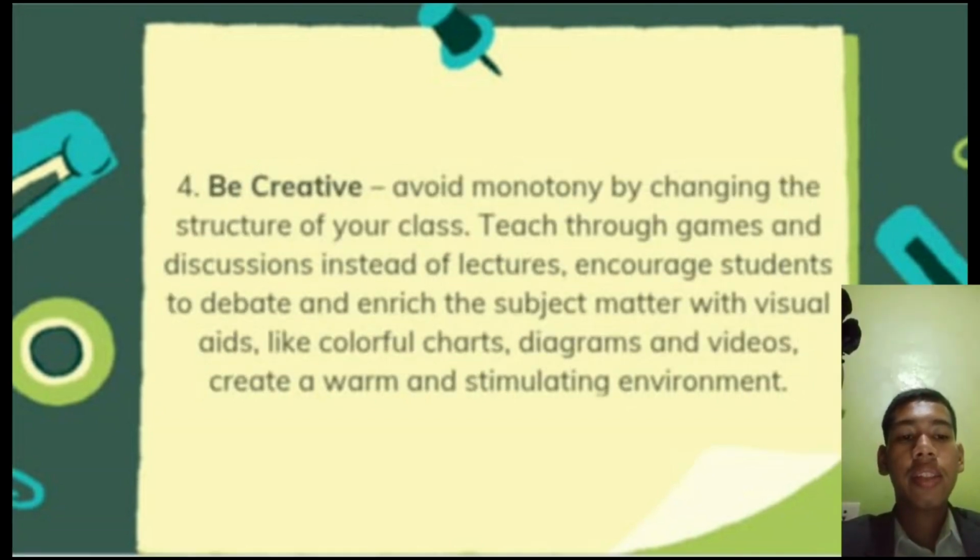So the next is be creative. Avoid monotony by changing the structure of your class. Teach through games and discussions instead of lectures. Encourage students to debate and enrich the subject matter with visual aids like colorful charts, diagrams, and videos. Create a warm and stimulating environment.